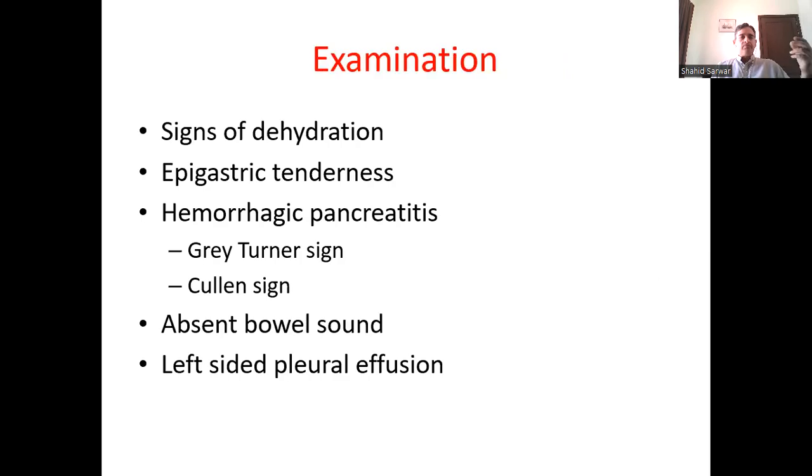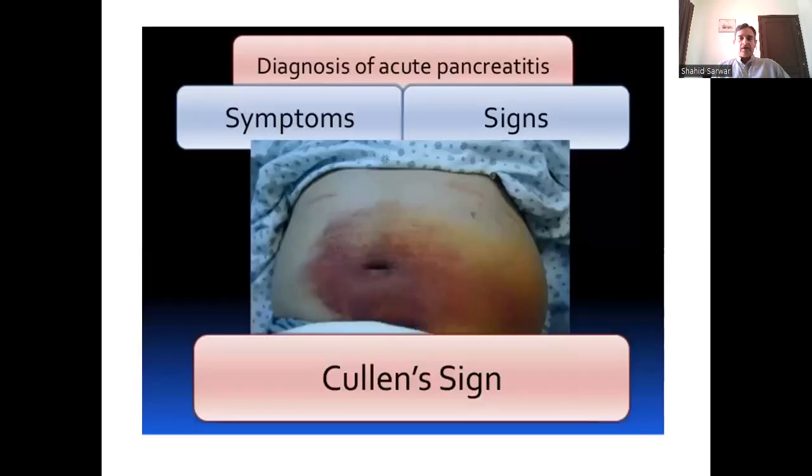On examination, the most important thing to note is the signs of dehydration and tenderness, and then there are a few critical signs which point toward the gravity of the disease, like Grey Turner and Cullen signs. Bowel sounds are mostly absent right at the start, and patients are likely to develop a left-sided pleural effusion, as we saw in the patient that we started our case with.